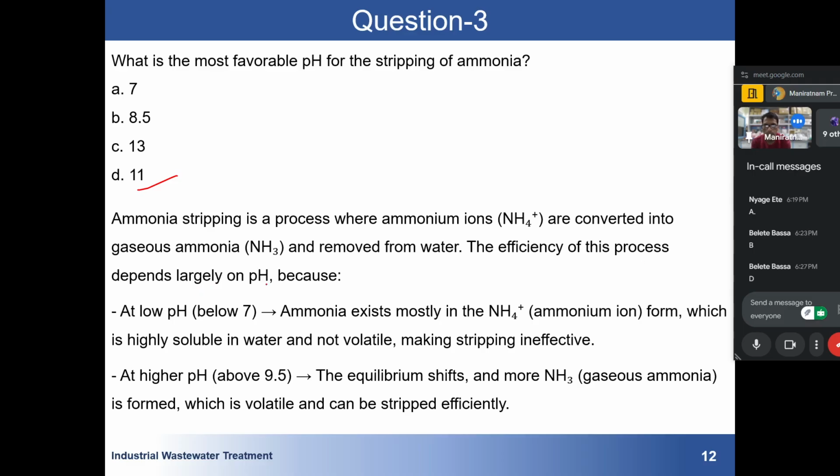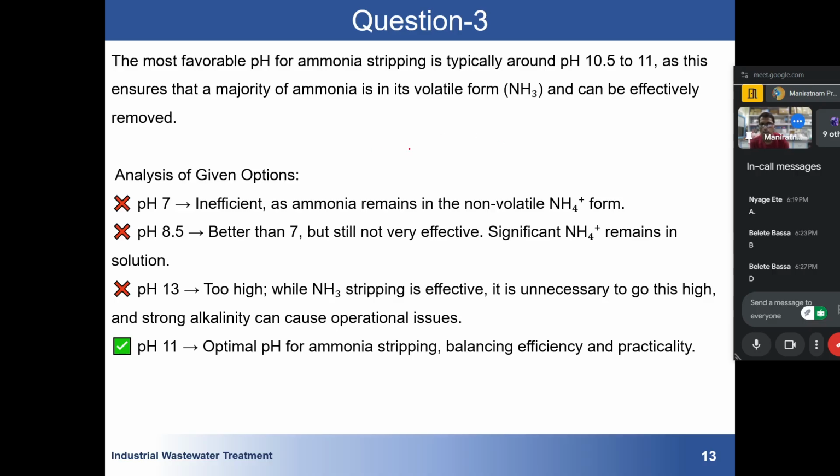The efficiency largely depends on the pH. This thing we have already discussed. At low pH, that is below 7, ammonia exists mostly as NH4+, which is highly soluble in water and not volatile, making it not strippable. At higher pH, above 9.5, the equilibrium shifts and more ammonia gas is formed, which is volatile and can be stripped efficiently. The most favorable pH for ammonia stripping is typically around pH 10.5 to 11, as this ensures that the majority of ammonia is converted into volatile form and can be effectively removed.